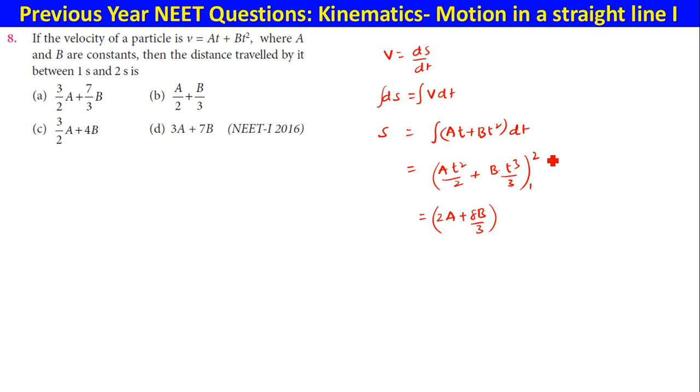When you are substituting the upper limit, you will get this value, minus, substitute the lower limit in place of t, then you get a by 2 plus b by 3. So 2a minus a by 2 is nothing but 3a by 2. Alright, next 8b by 3 minus b by 3 is nothing but 7b by 3, isn't it? So which option is correct here? Option A. Clear now, ma?